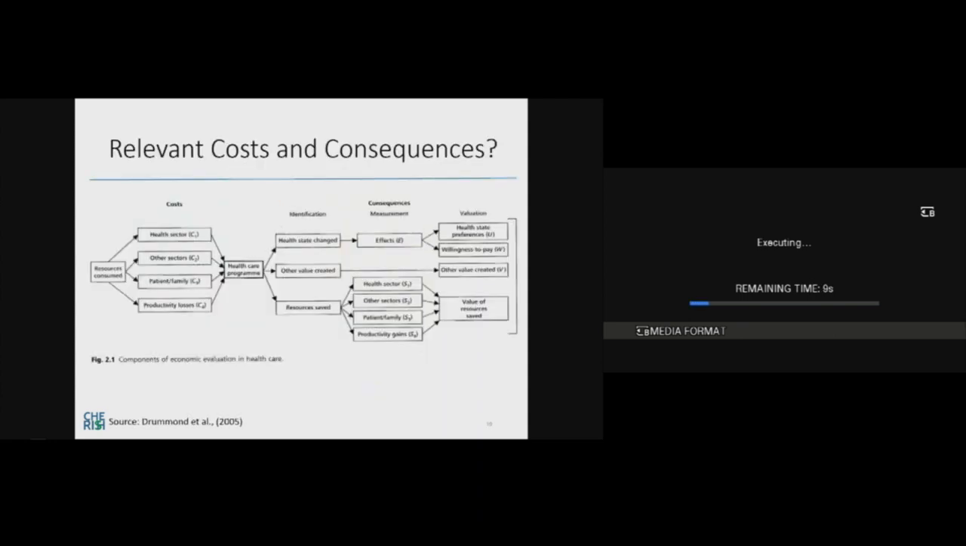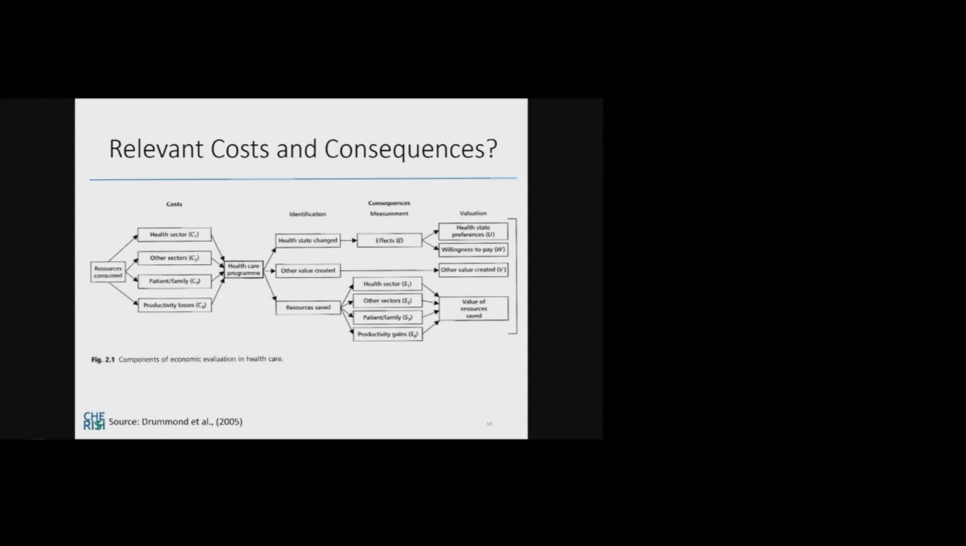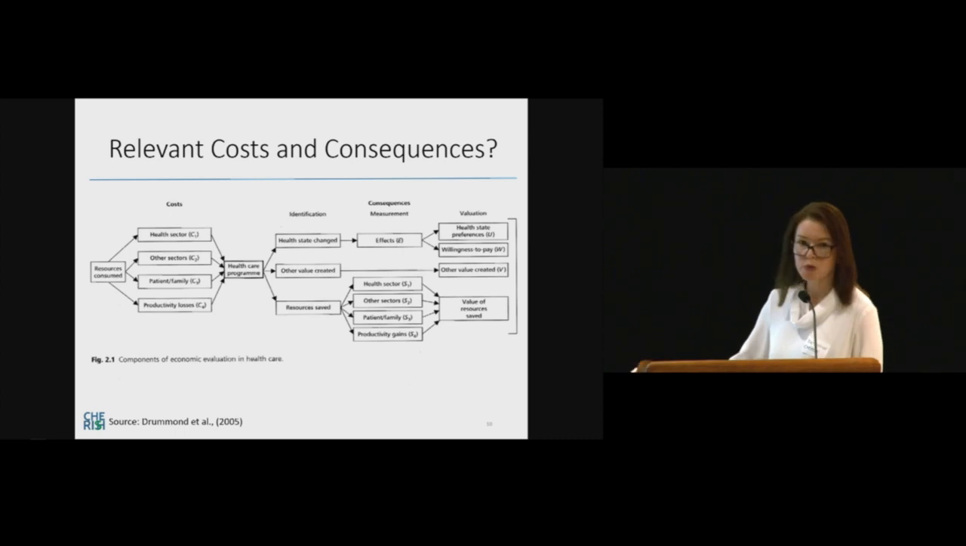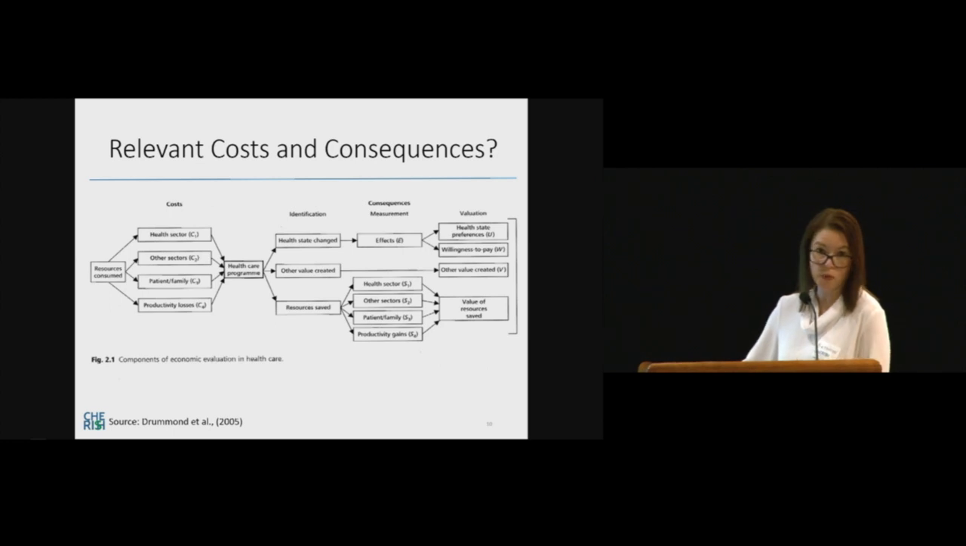Next slide. This is a useful schematic from the Drummond book, and this lays out, if you're approaching an economic evaluation, what you need to think about. And we've talked about the cost side here. Bruce talked a lot about this morning. And so the way the Drummond book organizes this is you think about four main areas of cost: the health sector, costs to other sectors like the criminal justice sector or education costs, patient and family costs, and then productivity losses. So these four bins, if you will, can characterize costs.